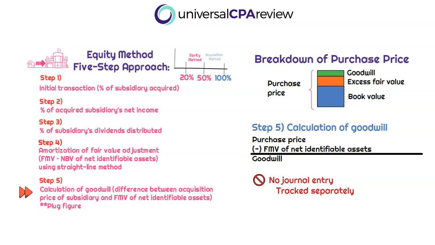Because all we really care about on the actual balance sheet is the net book value of the assets as well as the fair value, right? We have that difference that we just talked about in step 4. But that excess amount that relates to goodwill is not going to be on the balance sheet. It's just going to be tracked separately, probably in a subsidiary ledger or an Excel spreadsheet, right? But it's not going to be found on the balance sheet.